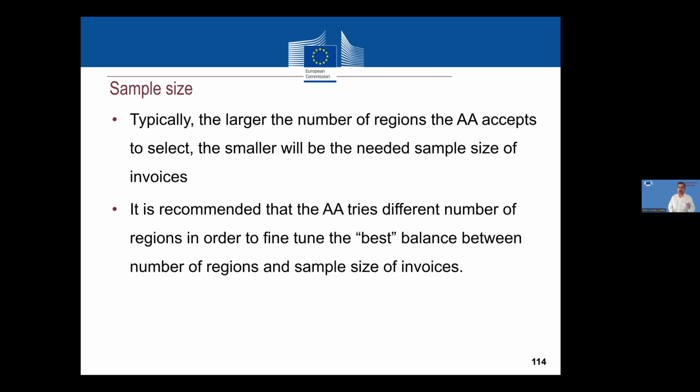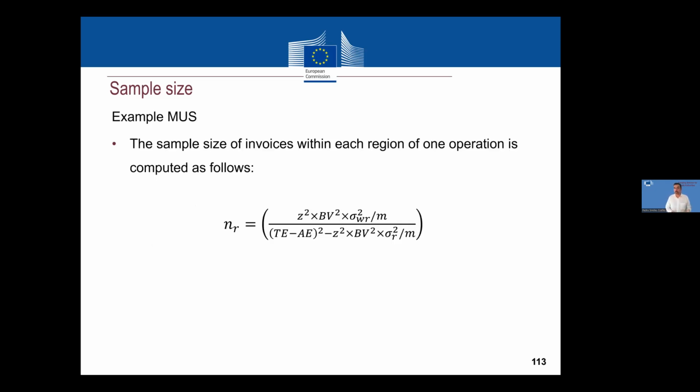reduced, okay? So I suggest strongly, if you try to do this, that you try these formulas with different numbers of regions in order to, well, fine-tune what is for you the best balance between the number of regions and the number of expenditure items. And it's very clear how. Basically, based on your national and regional organization, you know how much it costs to you to select another location or another region, and how much it costs to you to select one additional item within one region.